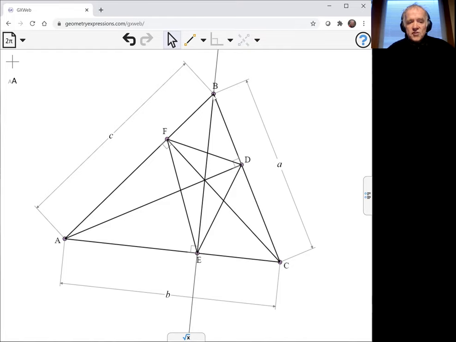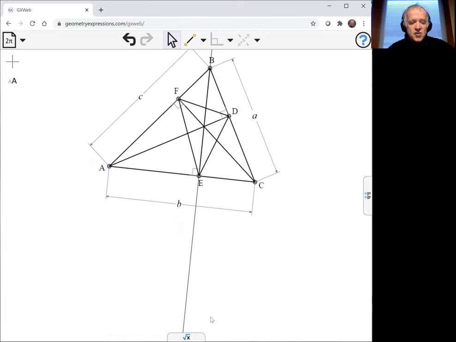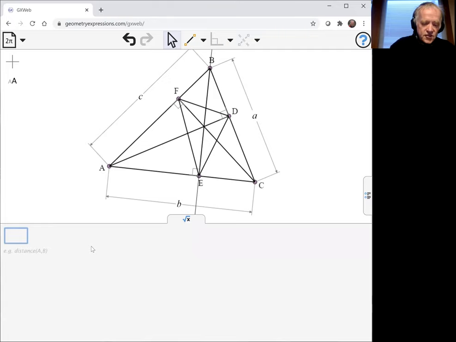What's open to question is, does it really go through B? It certainly looks like it does, but we can check that by asking for the distance between B and that angle bisector line. Well, we can't see its name, so we need to select it. And we see the name is L0.